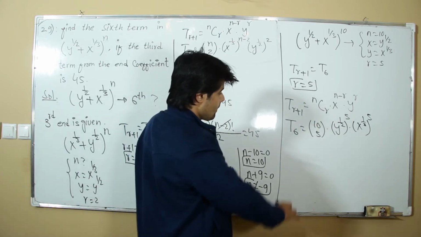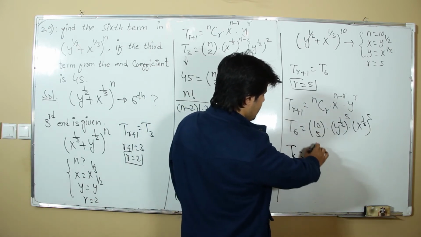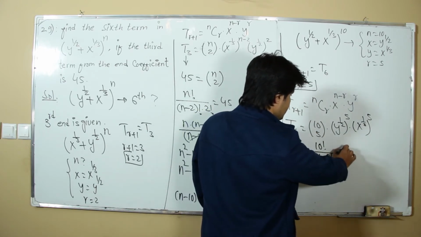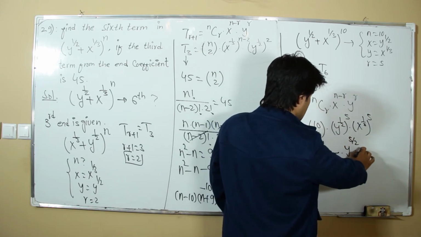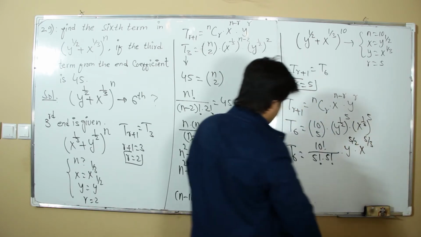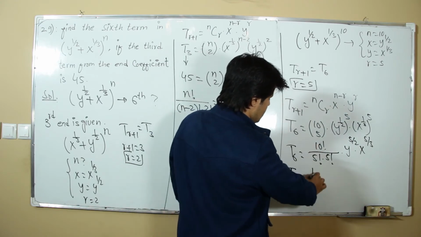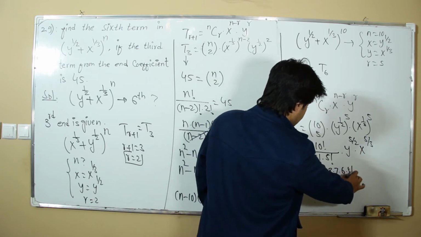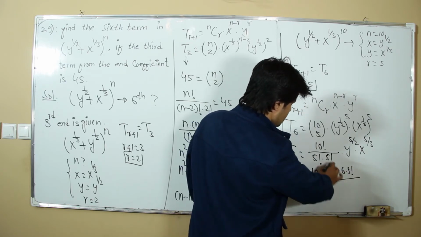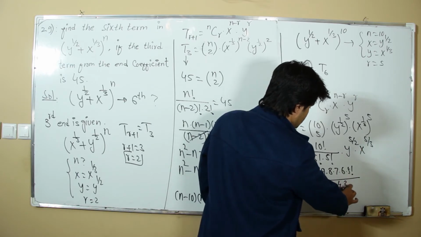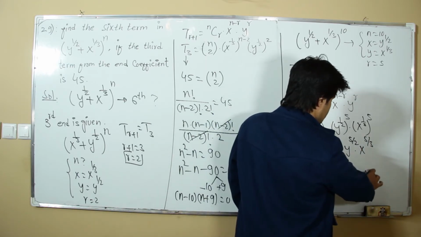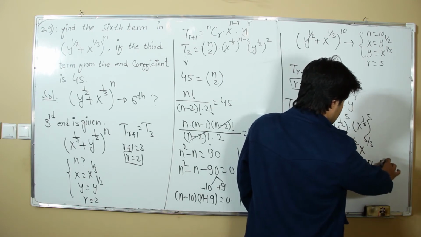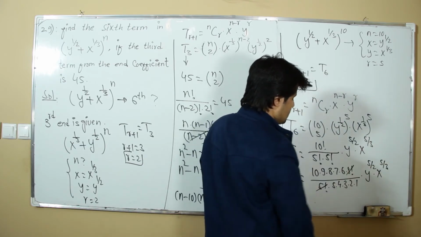Am I right? Yes. Then T6 is 10 by 5. It's 10 factorial over (10 minus 5) factorial times 5 factorial, and you have here y to the power 5 divided by 2 times x to the power 5 divided by 3. You will find 10, 9, 8, 7, 6 and 5 factorial. In here 5 factorial, this one is 5, 4, 3, 2, 1, and here we have y raised to the power 5 divided by 2 times x raised to the power 5 divided by 3. This 5 factorial with this 5 factorial is cancelled.